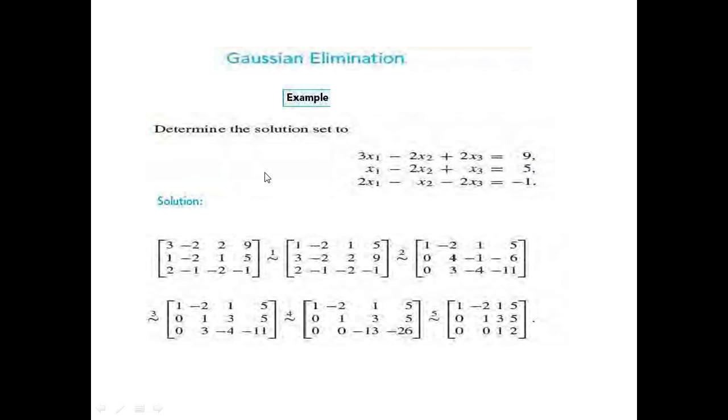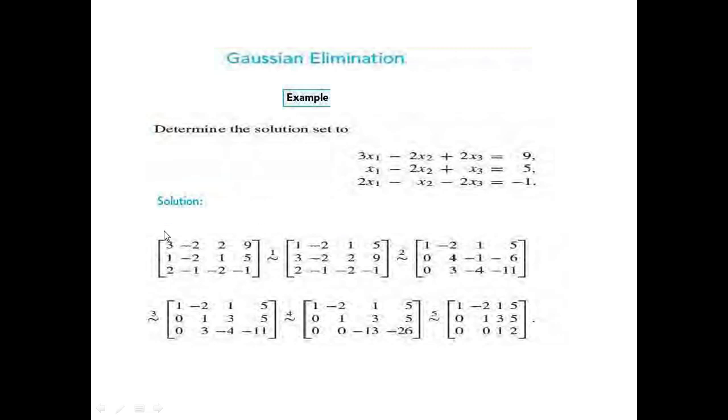First we write it as an augmented matrix. 3, minus 2, 2 are the coefficients from equation number 1, and the right hand side value is 9. Then in the next equation we have 1, minus 2, 1, and on the right hand side we write 5. The left hand side of the third is 2, minus 1, minus 2, and on the right hand side we must write minus 1.